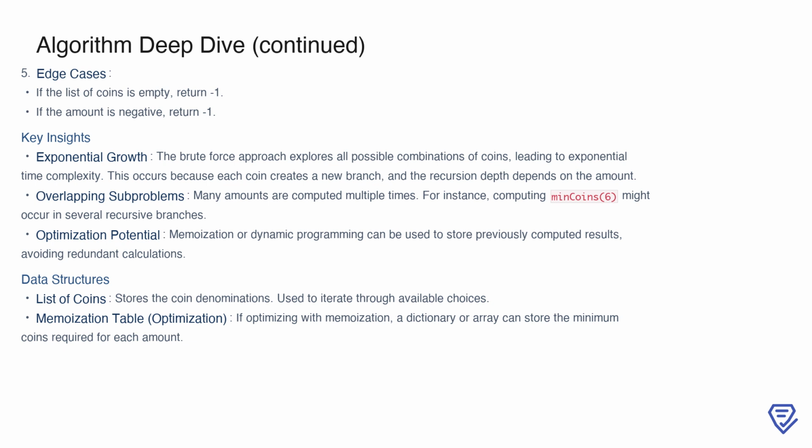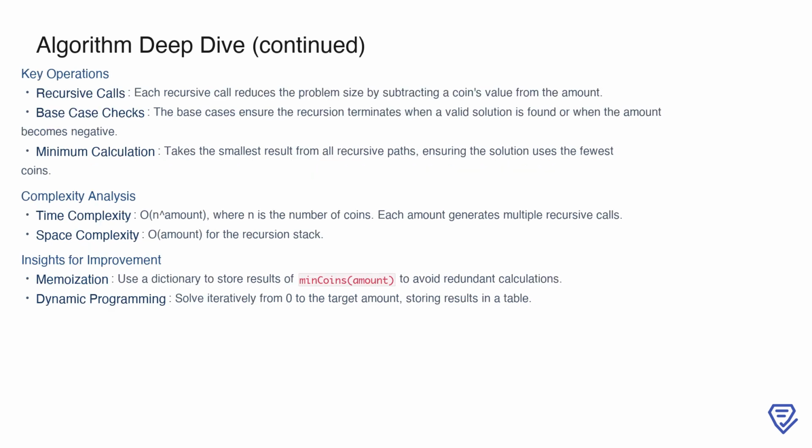The main data structures involved include the list of coins, which is used to iterate through available denominations, and a memoization table, such as a dictionary or array, for storing pre-computed results during optimization. Let's break down the key operations in this approach. First, recursive calls are made to reduce the problem size by subtracting the value of the chosen coin from the target amount. Second, base case checks ensure that the recursion terminates appropriately, either when we reach an amount of 0 with a valid solution or when the amount becomes negative, indicating an invalid path.